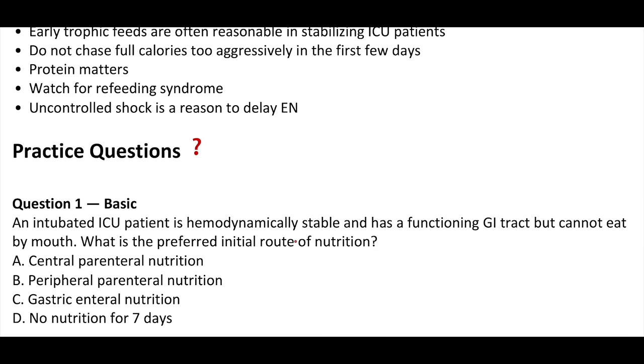Question number 1. An intubated ICU patient is hemodynamically stable and has a functioning GI tract, but they cannot eat by mouth. What is the preferred initial route of nutrition? A, central parenteral nutrition. B, peripheral parenteral nutrition. C, gastric enteral nutrition, or D, no nutrition for 7 days. Pause here if you need to.